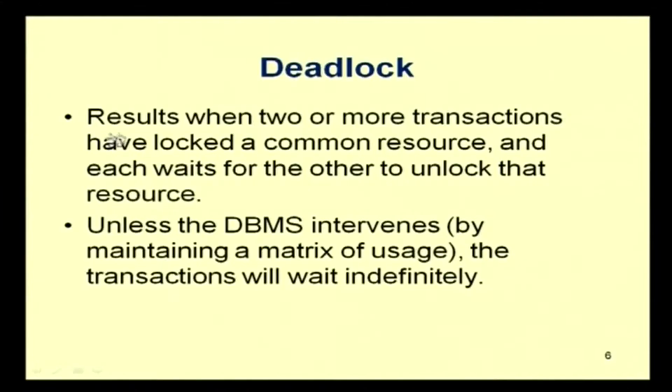This happens when two or more transactions have locked a common resource and each waits for the other to unlock that resource. Unless the DBMS, the database management system, intervenes by maintaining a matrix of usage, these transactions will continue to wait indefinitely. They will never release, because this is waiting for that to release, that is waiting for this to release, and so on. So, how do we handle it? Deadlock is a problem that occurs because we have introduced locks in order to tackle concurrency. So, how do we tackle this?